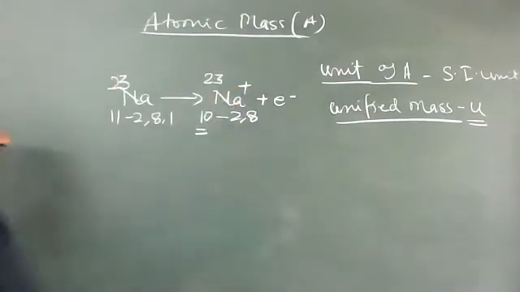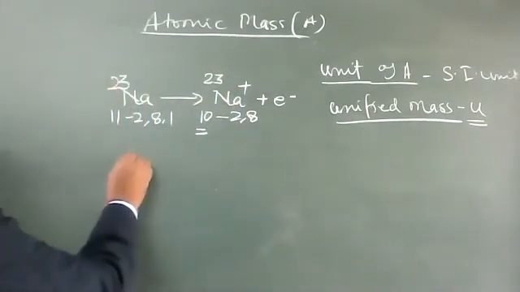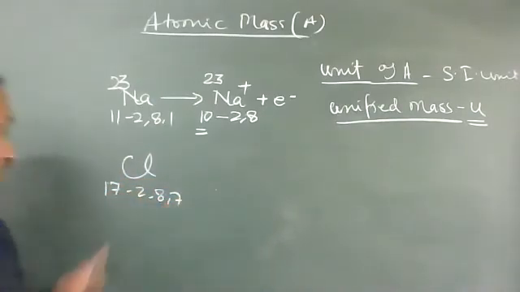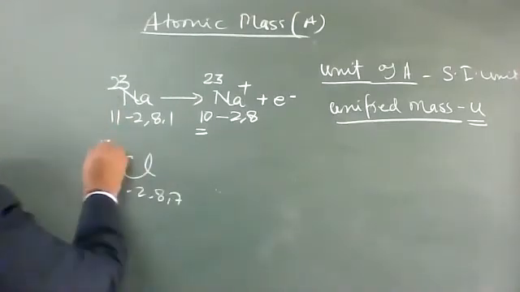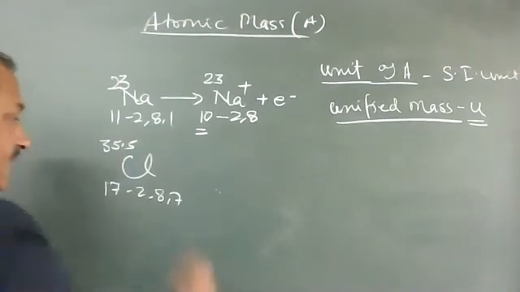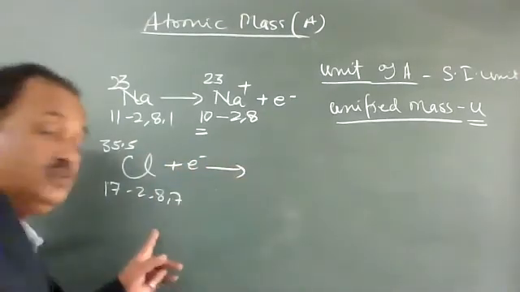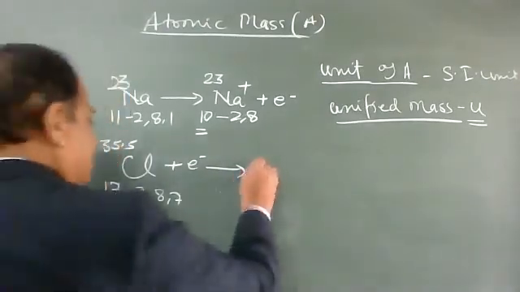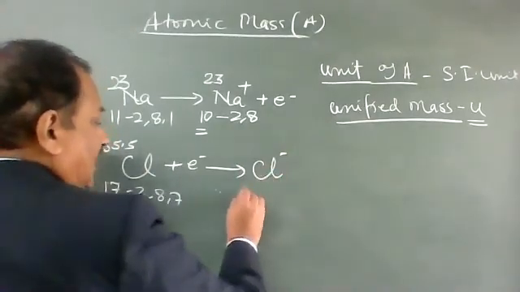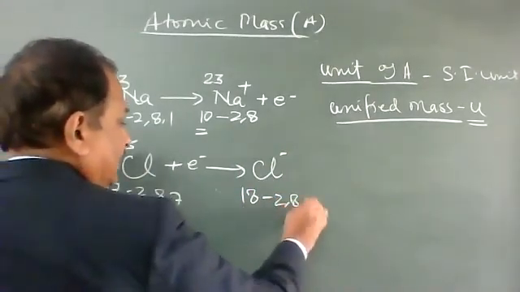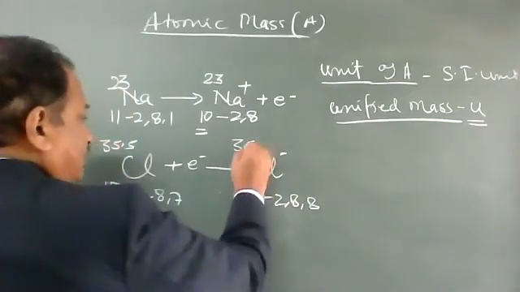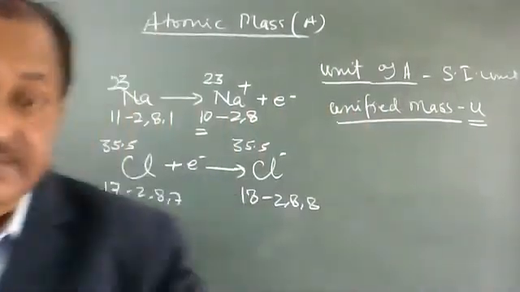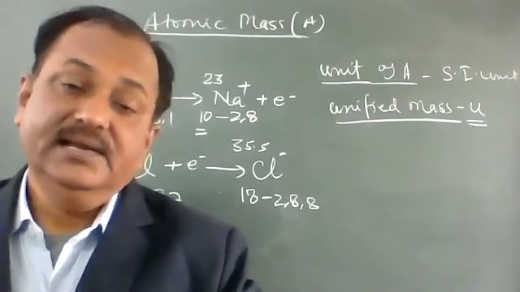Here the atomic mass is 23. Now coming to chlorine. Chlorine 17, with configuration 2, 8 and 7, and atomic mass 35.5. If chlorine gains one electron, because chlorine is a non-metal, and non-metals show reactivity by gaining electrons, it forms the Cl minus ion. This is the chloride ion, so here it will be 18, with configuration 2, 8 and 8, and the mass is still 35.5. So this is the concept about the atomic number, atomic mass and the related points.